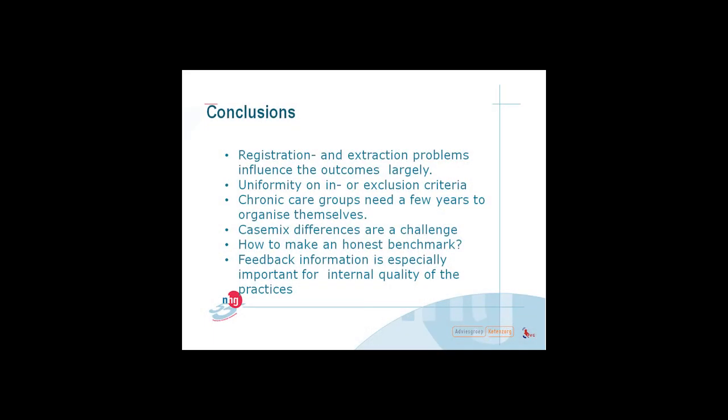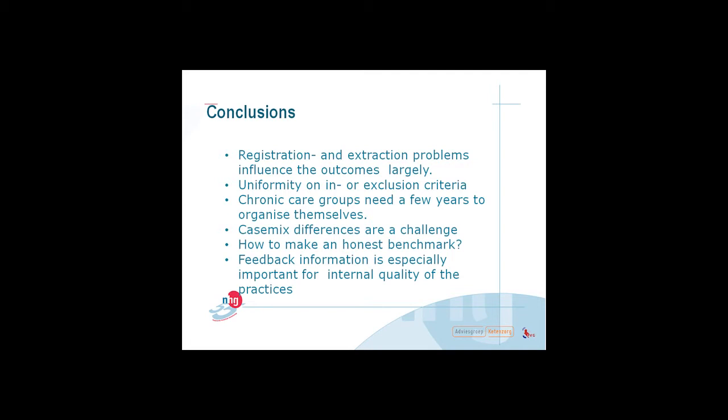So if you overlook all this, then you see that the registration and extraction problems influence the outcomes largely. That's one of my points. I think if we want to use data extraction to deal with an improvement, we must be very sure that we have the right data and the right registration. There must be uniformity on inclusion or exclusion criteria. The guidelines state quite clearly when you conclude that someone has COPD, but in the registration you see different ways. So we must be very clear on that.